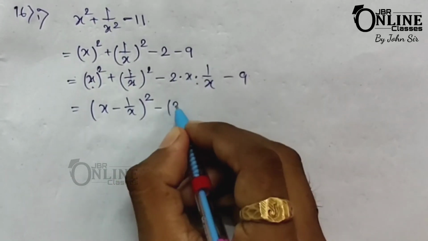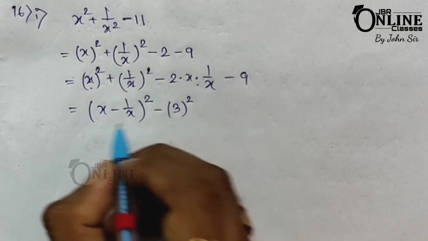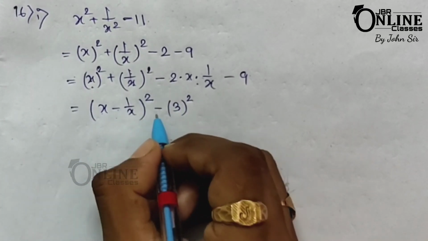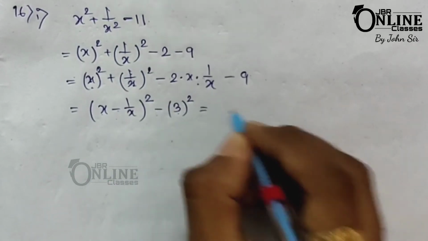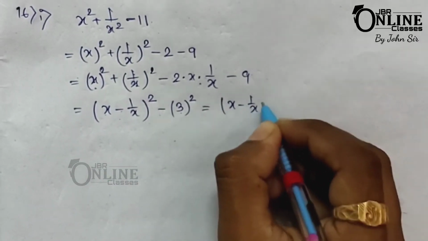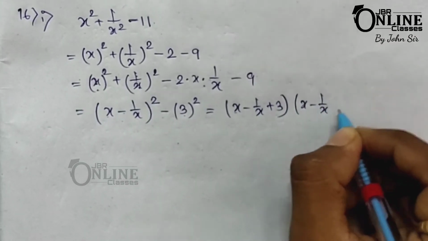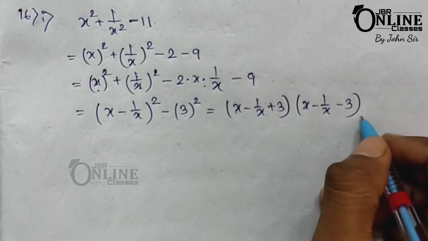And 9, so change 9 into 3 square. So that will be (x minus 1 by x) whole square minus 3 square. That means a square minus b square formula. So here x minus 1 by x plus 3, that means a plus b. The second one, x minus 1 by x minus 3, that is a minus b.